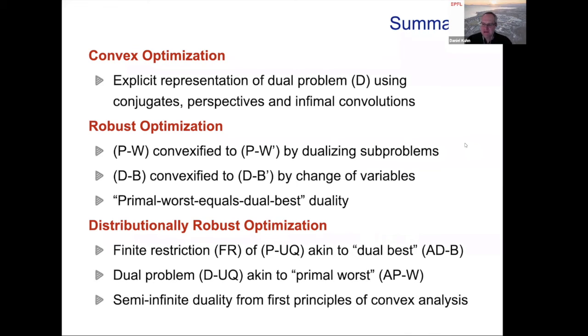Then we addressed primal and dual uncertainty quantification problems relevant for distributionally robust optimization. We discovered that the finite reduction of the primal uncertainty quantification problem can actually be interpreted as a dual best problem, and that the dual uncertainty quantification problem can be interpreted as a primal worst problem. Now, leveraging the primal worst equals dual best duality scheme from robust optimization, we could therefore derive strong semi-infinite duality results from first principles of convex analysis, and at the same time derive explicit convex reformulations both for the primal and dual uncertainty quantification problems.